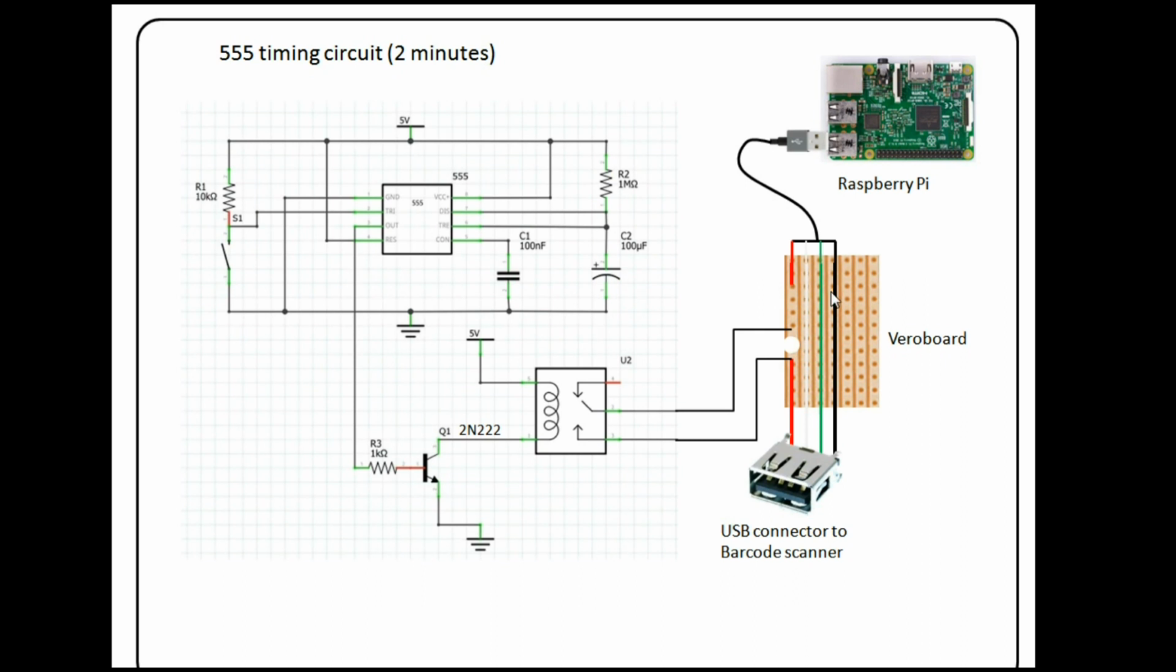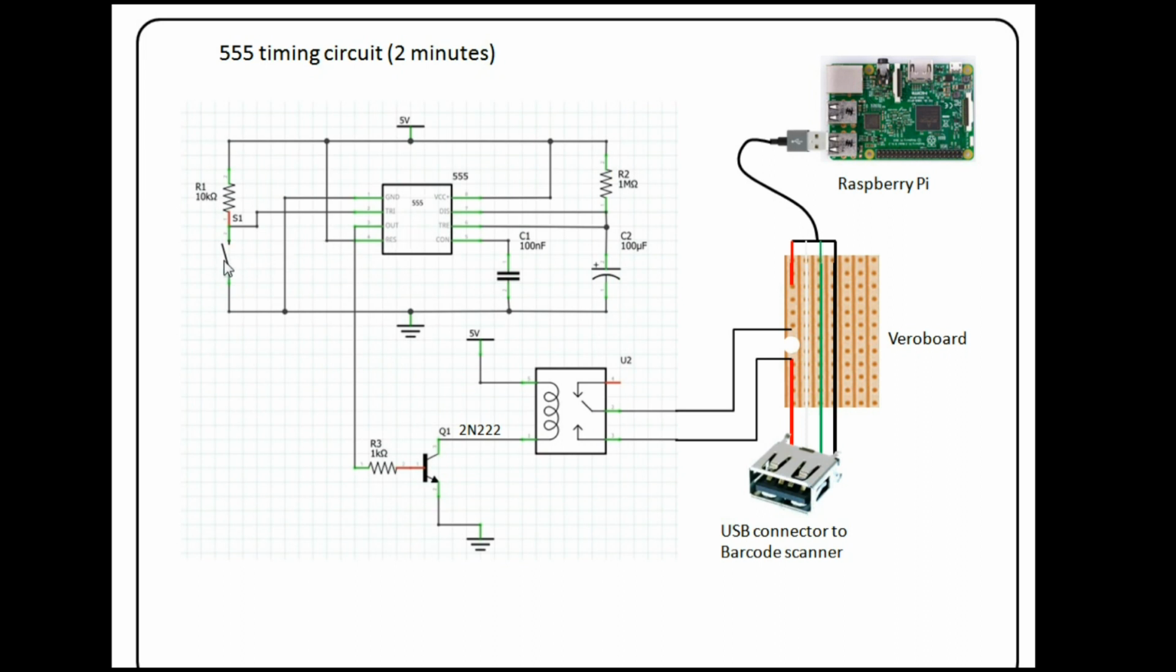I've soldered the connections onto a variable board, and you can see here that there's a break in the variable board, so the red wire is not connected straight through. It's intercepted by these two wires here, which go through this relay. So in its default state, there is no power going to the USB connector, therefore the barcode scanner is off.